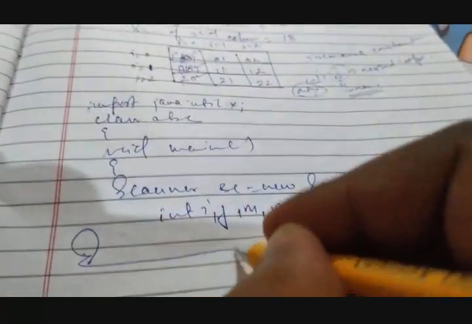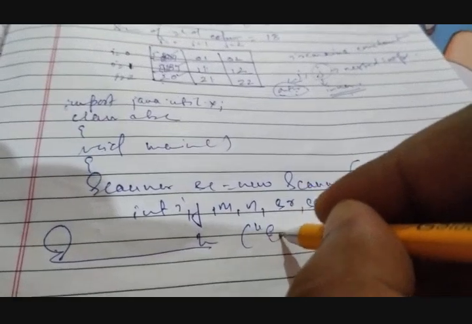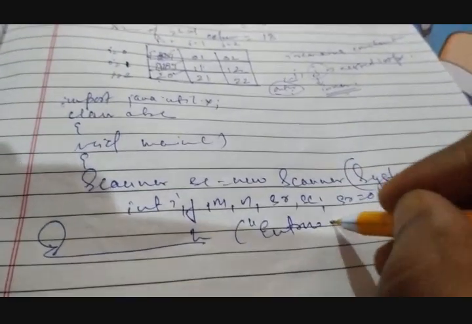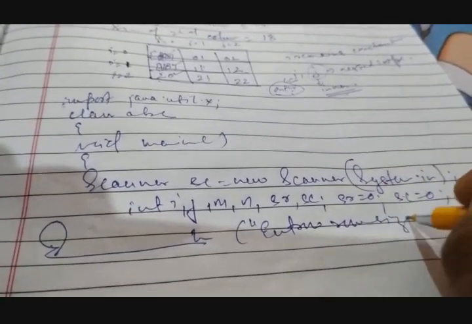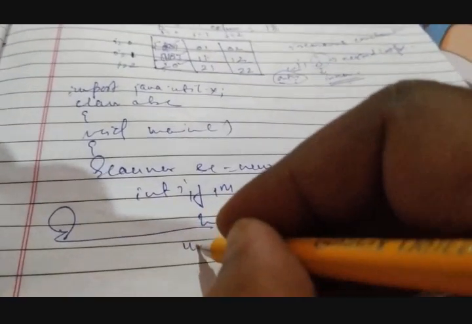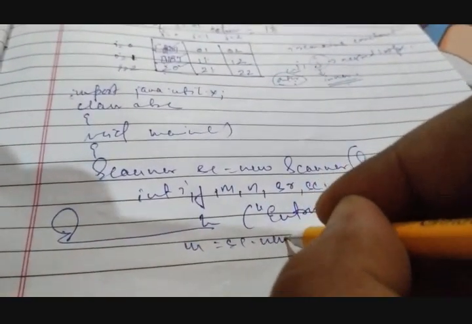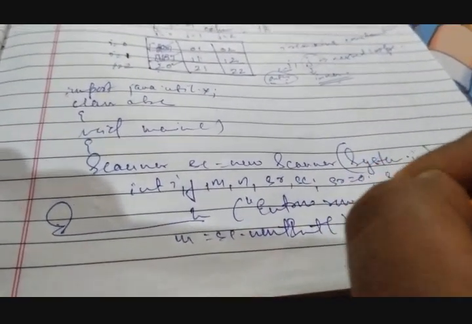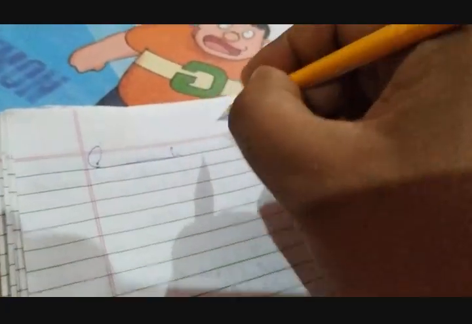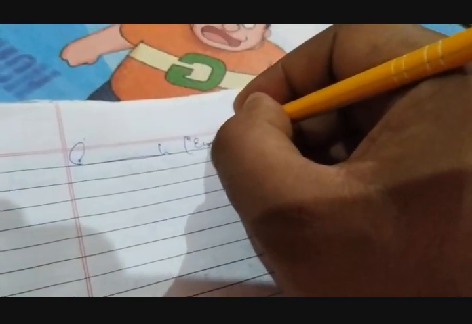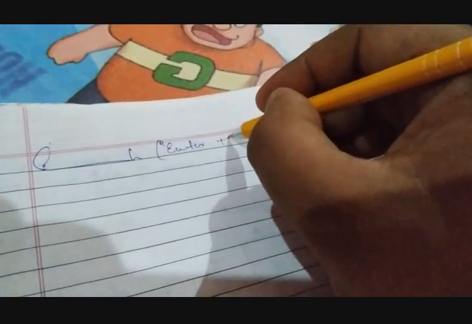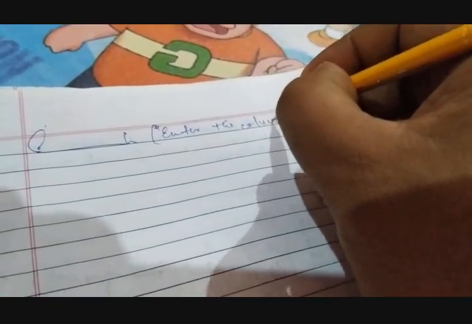Alright, so then enter the row size. m equals sc.nextInt() method, and then enter the column size.